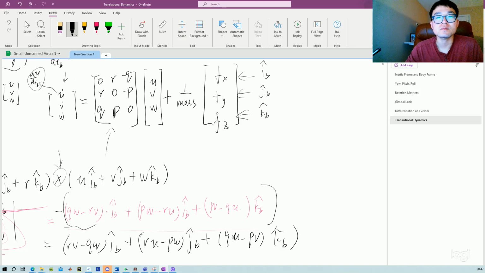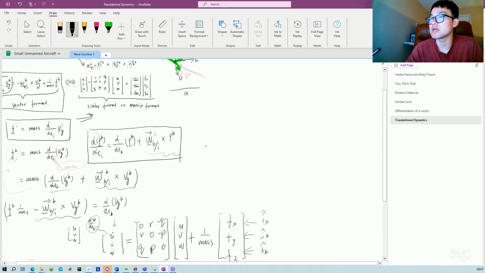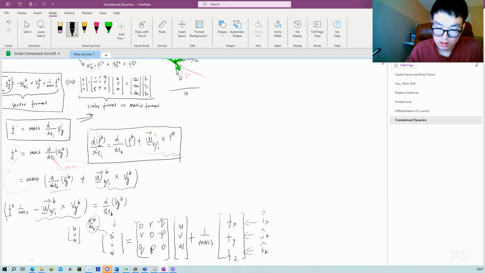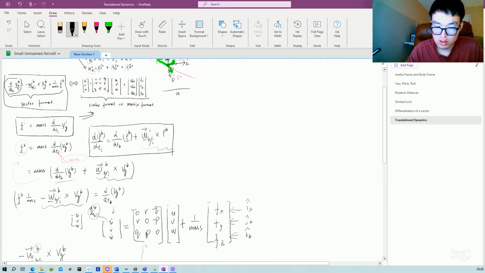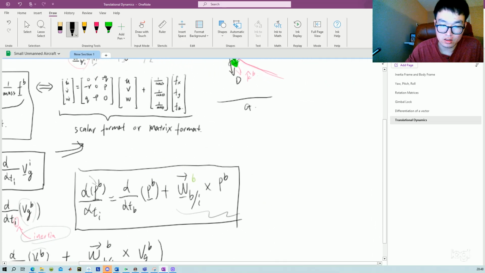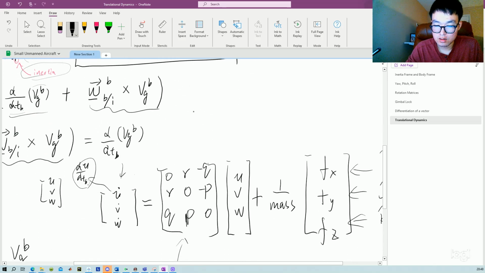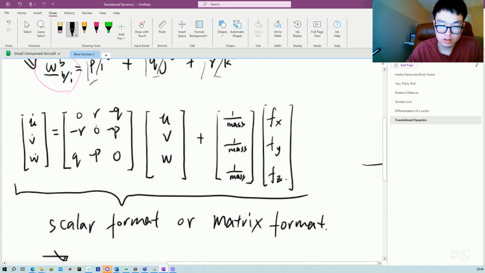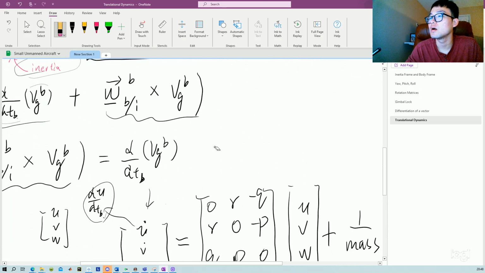I made a mistake at the beginning right here, so I need to correct that. It is actually 0, R, negative Q; negative R, 0, P; and Q, negative P, 0, in those rows.